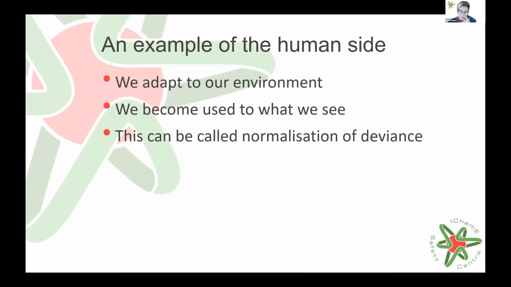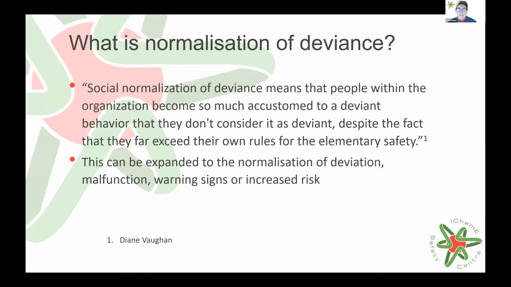So if we think about the human side, we adapt to the environment that we're in all the time. But that means we become used to what we see, and we don't always see when something is wrong if we're used to seeing it. And this is what we call normalization of deviance. And I would like to talk to you about normalization of deviance and give you an example of an incident where that occurred. So what is normalization of deviance?